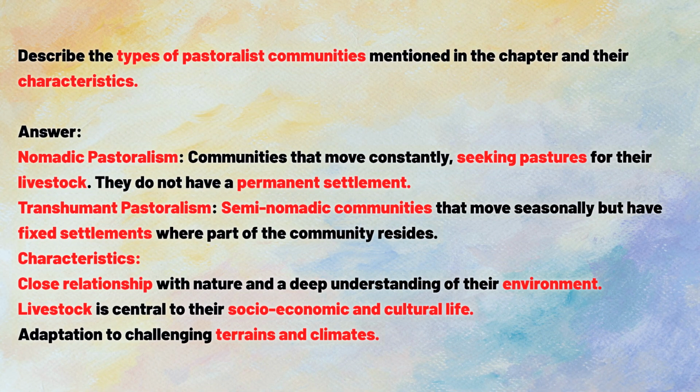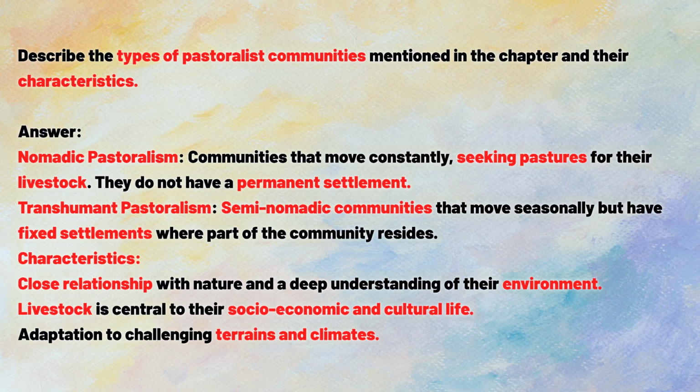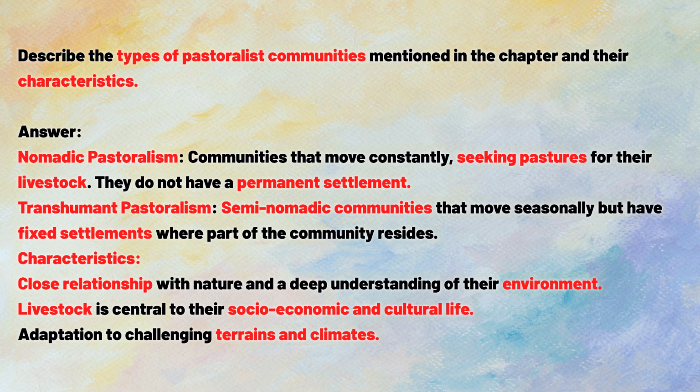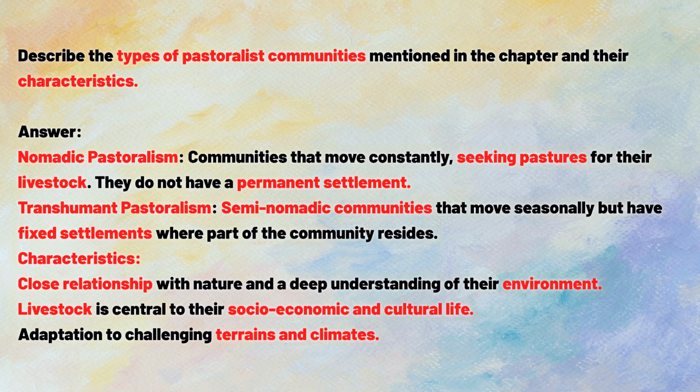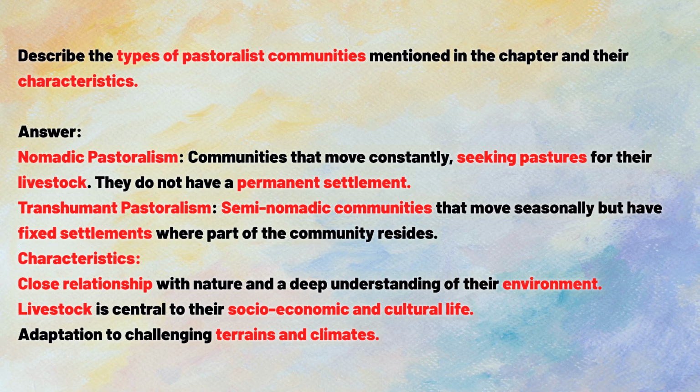Describe the types of pastoralist communities mentioned in the chapter and their characteristics. Answer. Nomadic pastoralism, communities that move constantly, seeking pastures for their livestock. They do not have a permanent settlement. Transhumant pastoralism, semi-nomadic communities that move seasonally but have fixed settlements where part of the community resides.